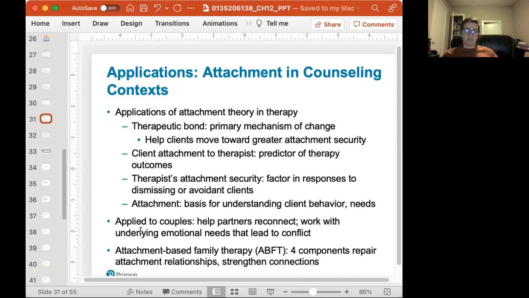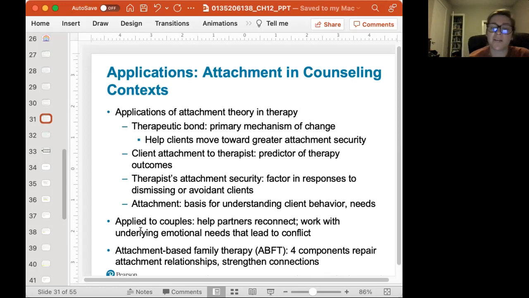Therapist attachment security is a factor in responses to dismissing or avoidant clients. So if a therapist struggles with attachment, it could lead to not helping clients that are more dismissing and avoidant. Right? Oh, they don't want my help. I'm not helping them. Ugh. So you could see that paying attention to your own mental health and to your own relational style with people is very important for being an effective counselor. Because you otherwise might unknowingly be doing client harm or not providing the best services you can because of bias or what have you. And then attachment is the basis for understanding client behavior and needs.